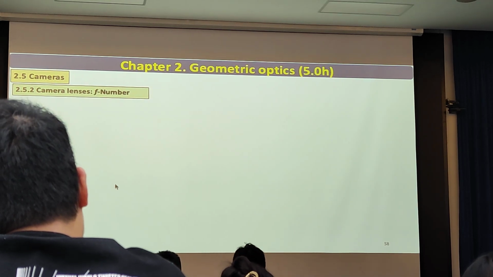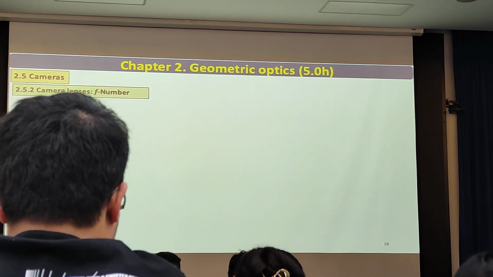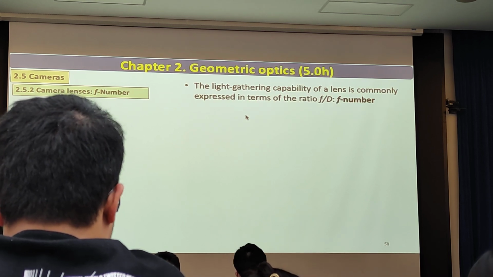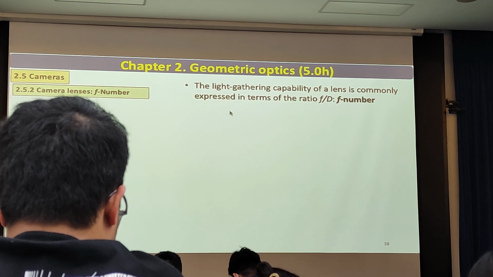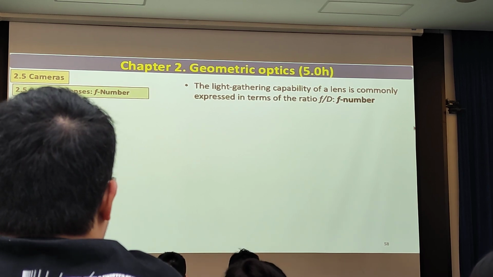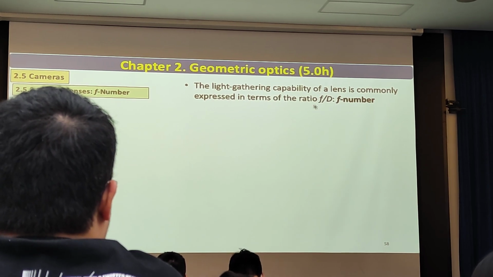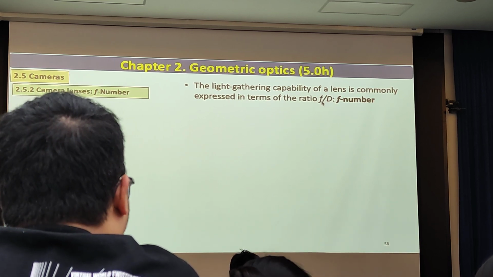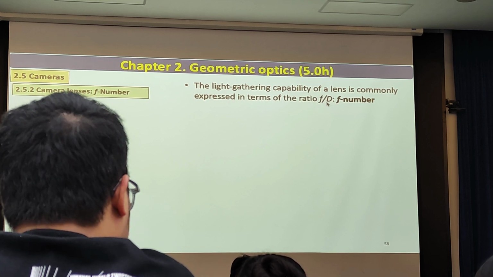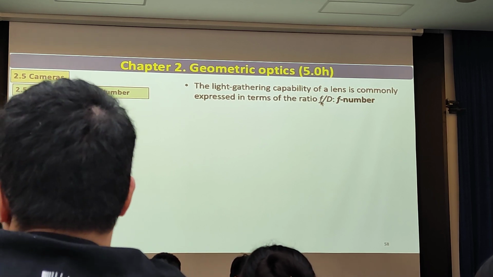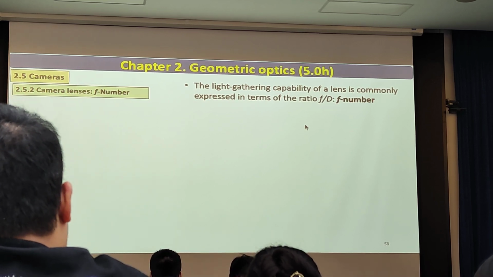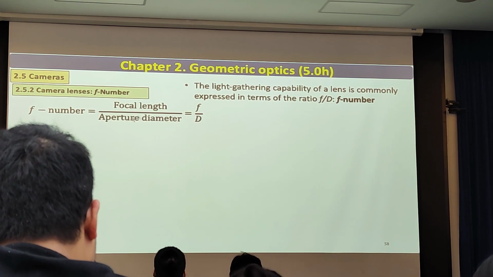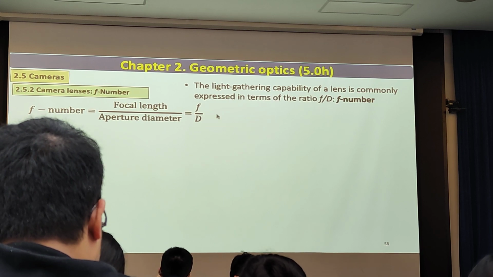Okay, we have one concept which is the f number. The definition: the light gathering capability of a lens is commonly expressed in terms of the ratio f divided by D, which is the f number. So we have f and we have D. What is f? Focal length. What is D? Some kind of diameter. So you have the f number equal to focal length divided by the aperture, f over D.